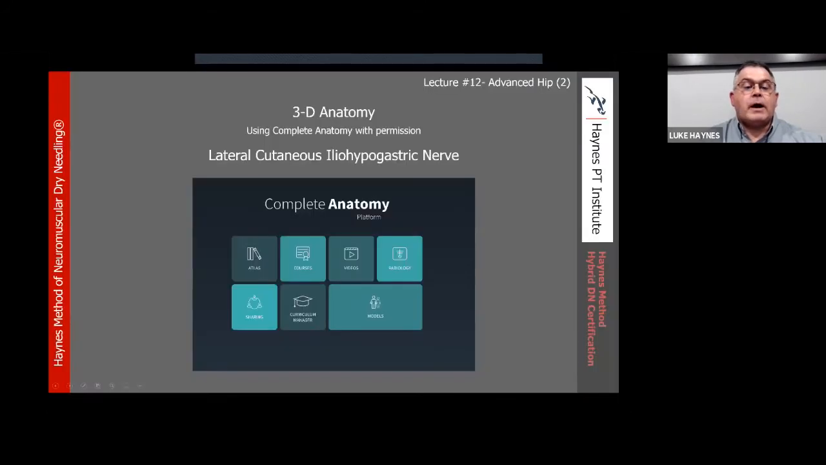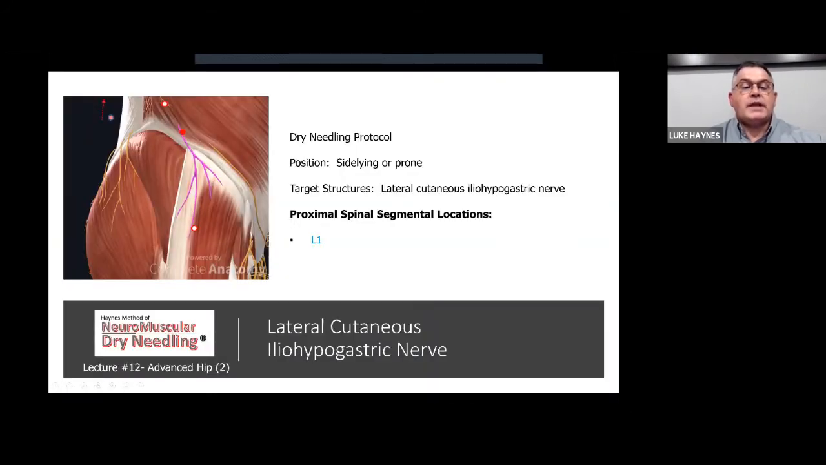Lastly, we can come up to our proximal location at L1, which is the level where the lateral cutaneous iliohypogastric nerve is supplied.